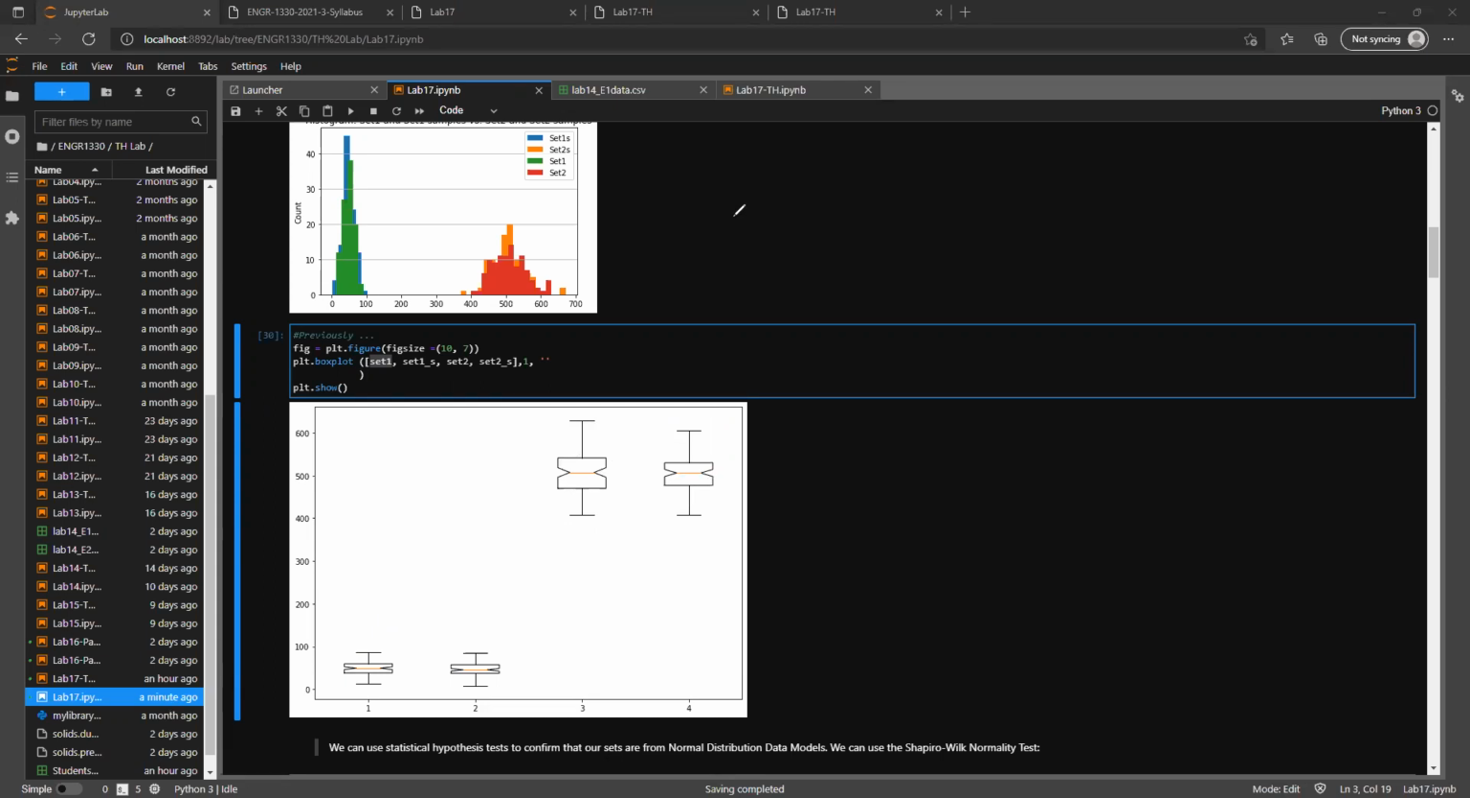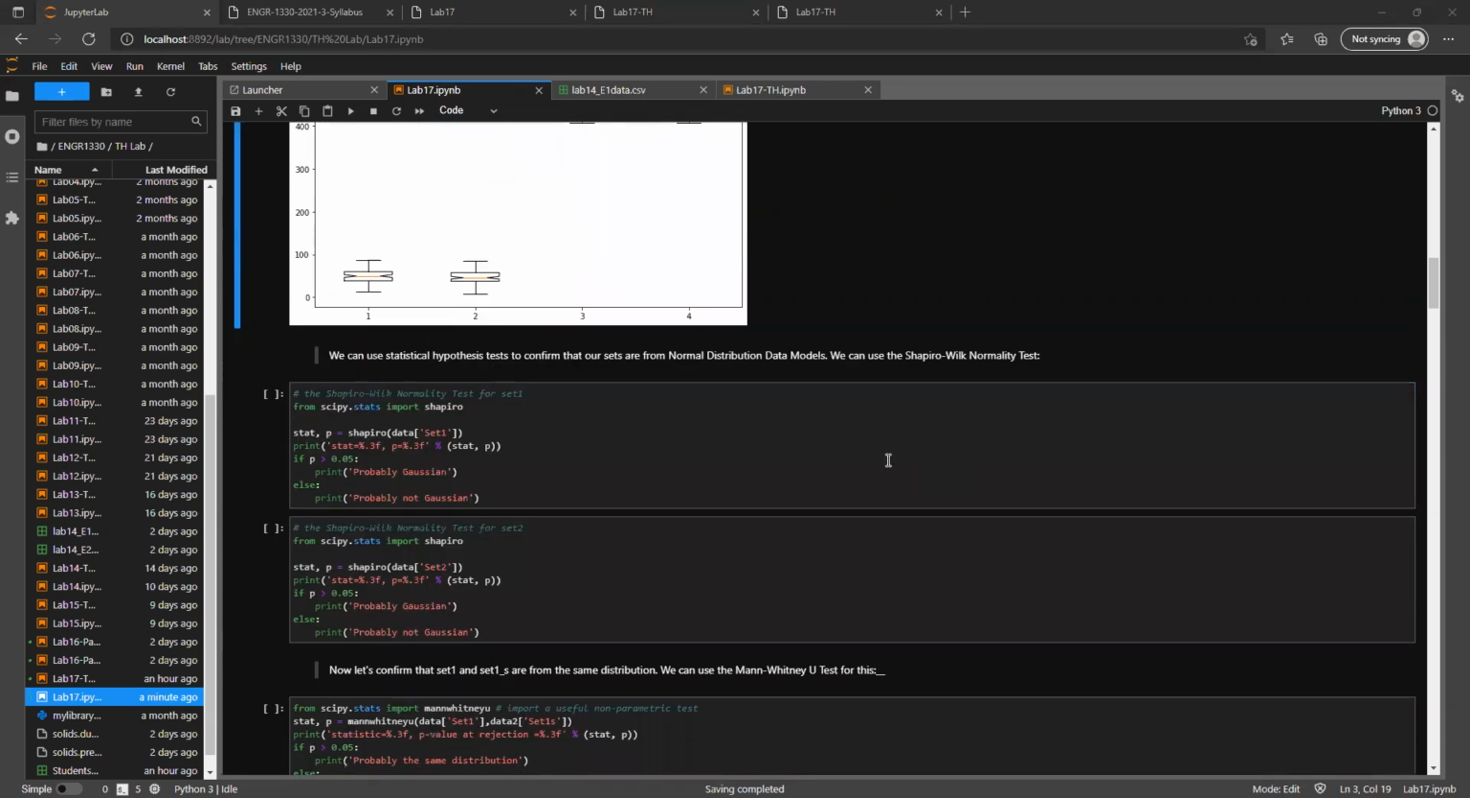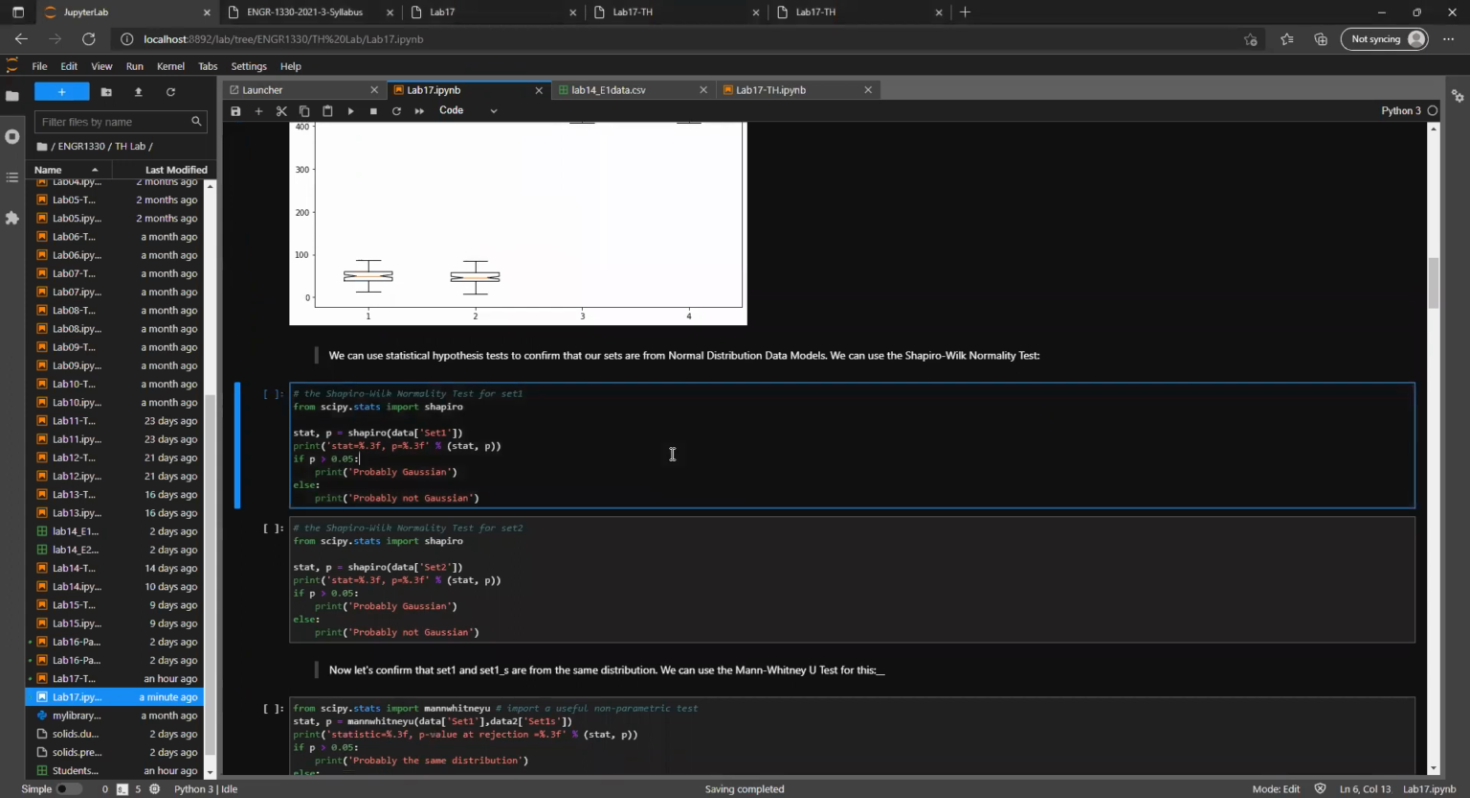Okay. So what test do we want to use? Well, we decided last time that using the Shapiro-Wilk normality test would work just fine. So what are we going to do now? This is where we're into hypothesis testing.